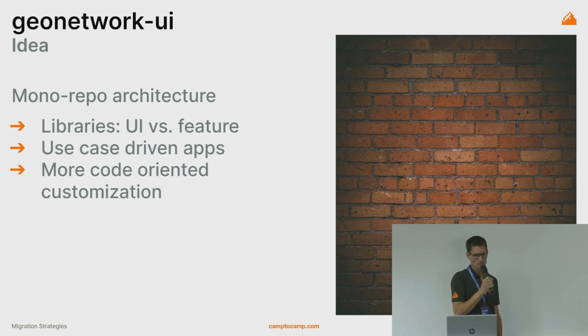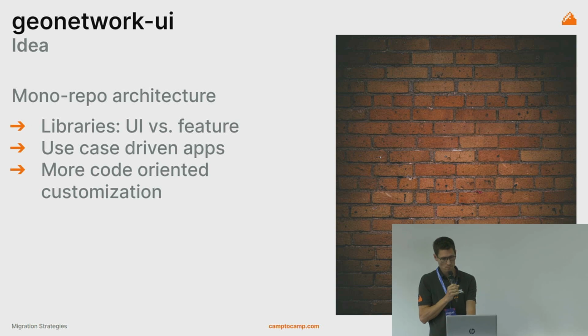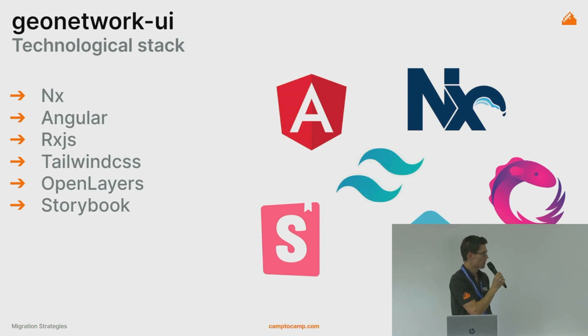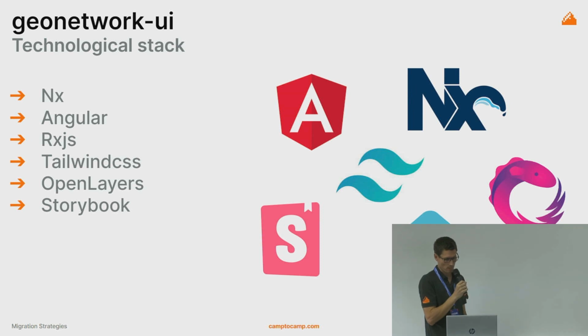This is a rather code-oriented customization. The technological stack of GeoNetwork UI is NX for the monorepo, Angular with RxJS, Tailwind CSS, OpenLayers, Storybook. I forgot the testing is Jest, and right now we are working on doing end-to-end tests with Cypress as well.